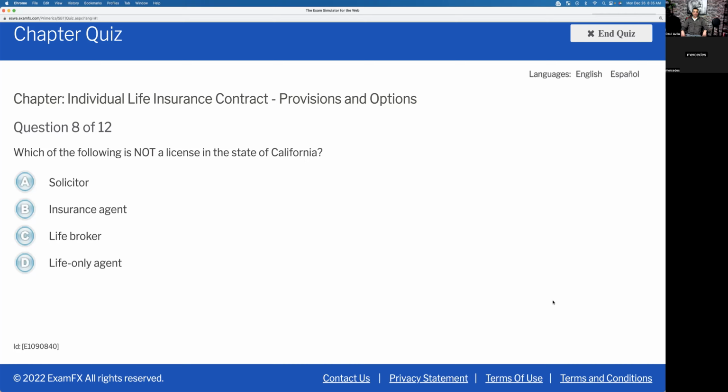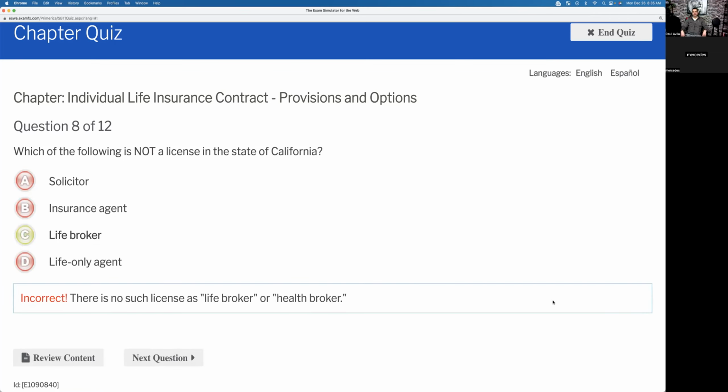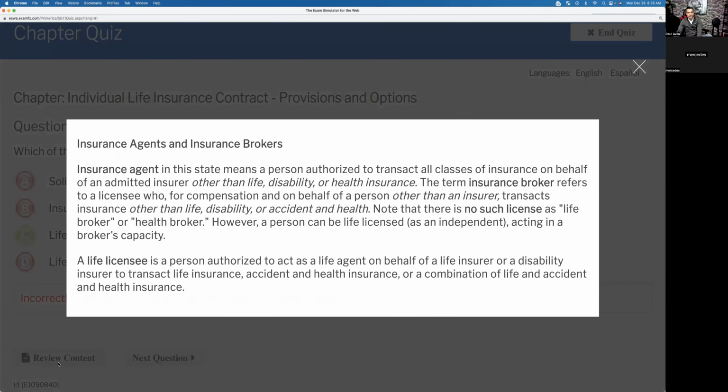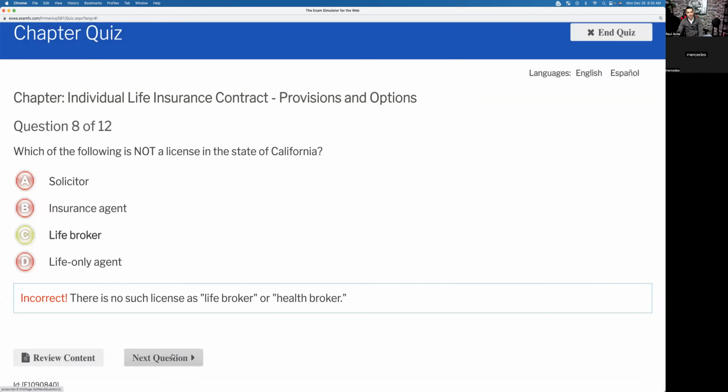Life only, yes. Life broker. Which of the following is not a license? A solicitor? Let's go with solicitor. I don't know, to be honest. Life broker. Oh shoot. There's no such license as a life broker or health broker. Okay, got it. Good to know. I didn't know that either. Wow. Okay. So there's a license for a solicitor? Really? I guess there is. Yeah, there's a license for solicitor, insurance agent, life only agent. It doesn't say solicitor anywhere here. Yeah, I guess it's in the book. It's not there. But now you know.